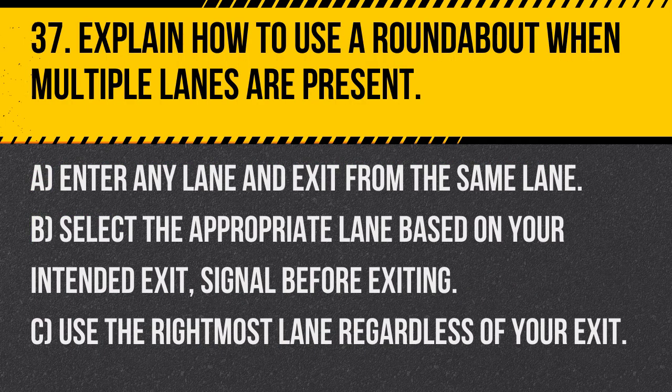Question 37. Explain how to use a roundabout when multiple lanes are present. A. Enter any lane and exit from the same lane. B. Select the appropriate lane based on your intended exit, signal before exiting. C. Use the rightmost lane regardless of your exit.